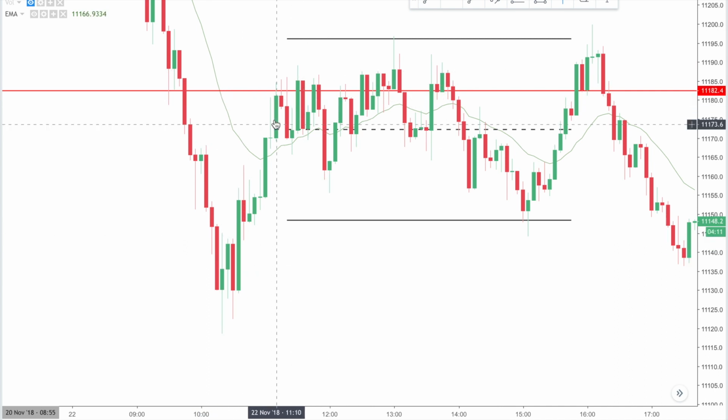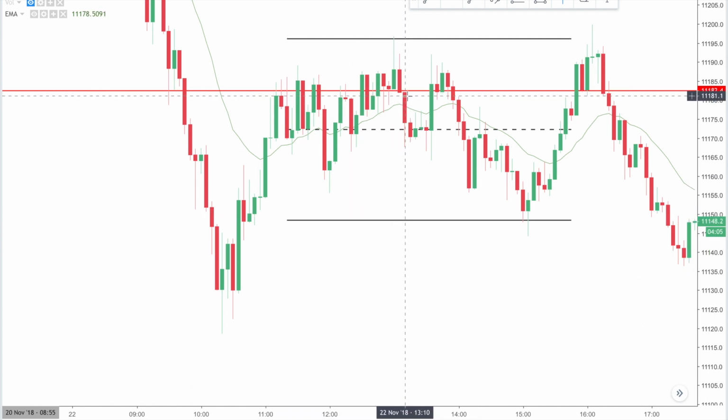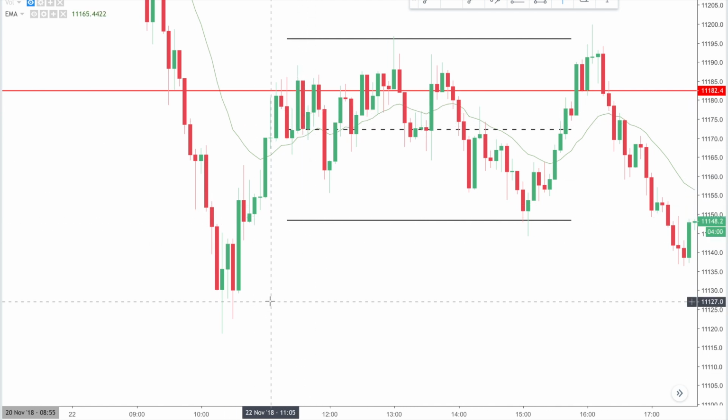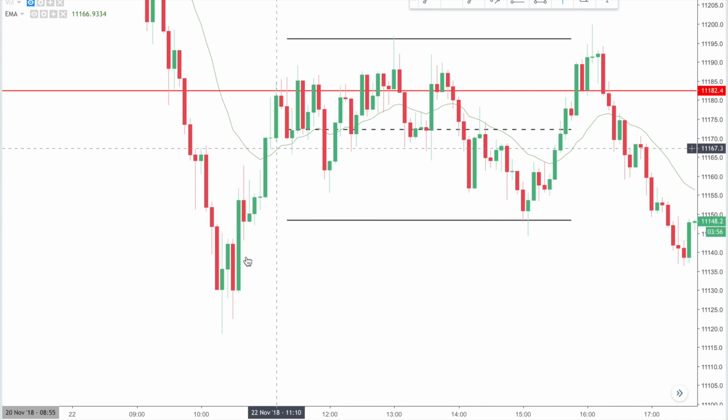Potentially second leg up after this push right here, potentially a retest, and then a second leg up into this resistance area again. So what are we looking for? We're looking for a test of this area and potentially another leg up.